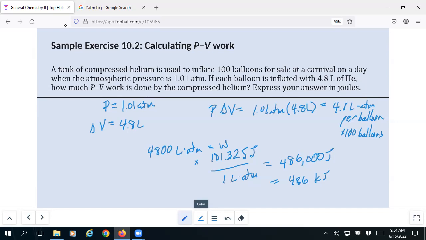So each balloon had 4.8 liter atmospheres done on it. There were 100 balloons. No, you're right. It is 480. Yep, I multiplied by 1,000. All right, I'll fix that later. Or I'll just change the problem.